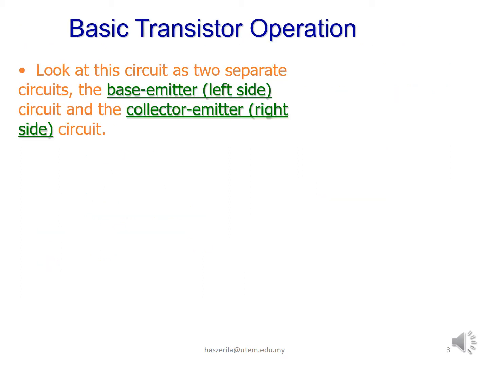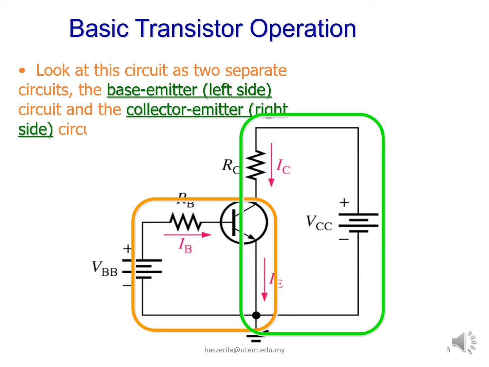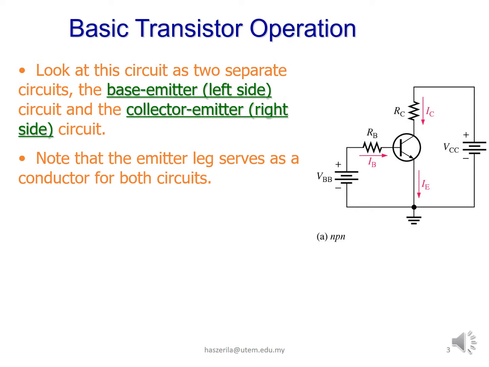Look at this circuit as 2 separate circuits: the base-emitter circuit on the left side and the collector-emitter circuit on the right side. Figure A is using the NPN transistor. Note that the emitter leg serves as a conductor for both circuits.